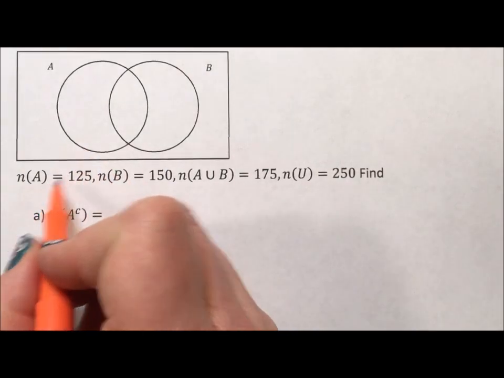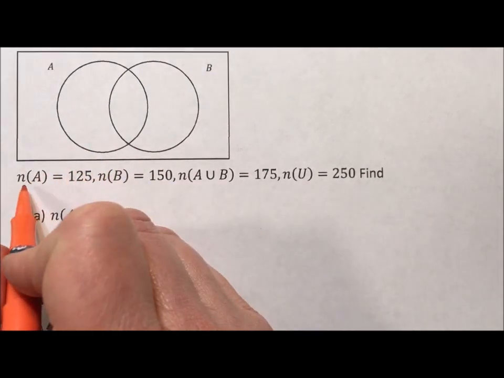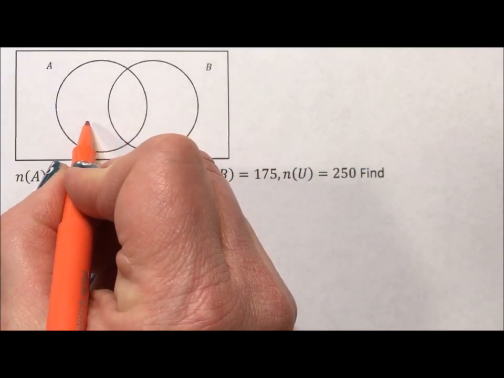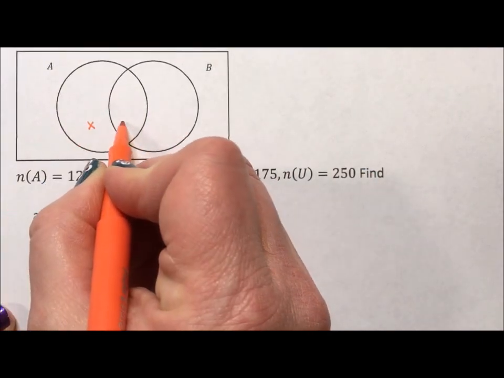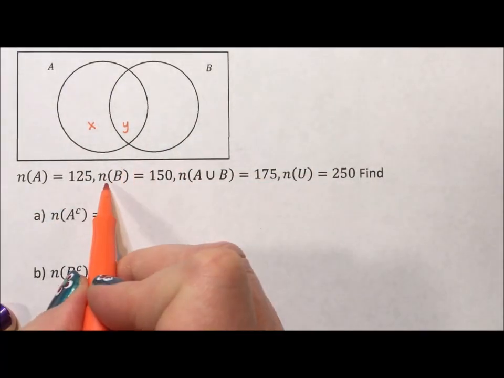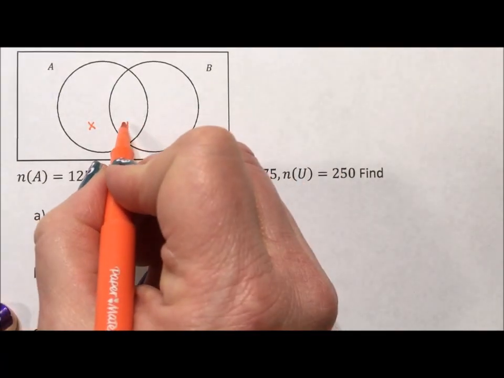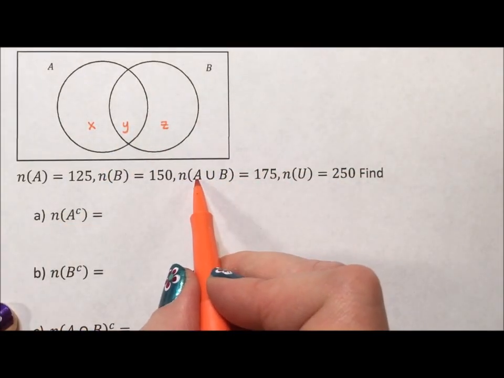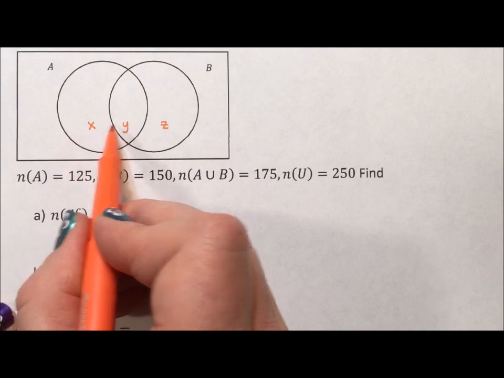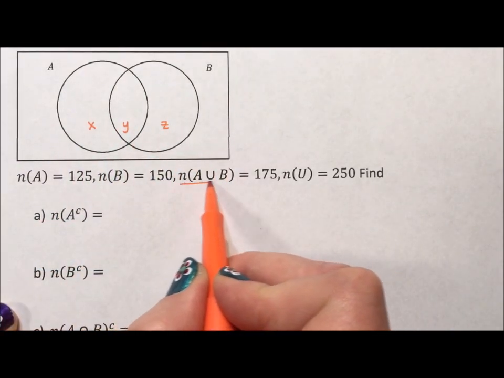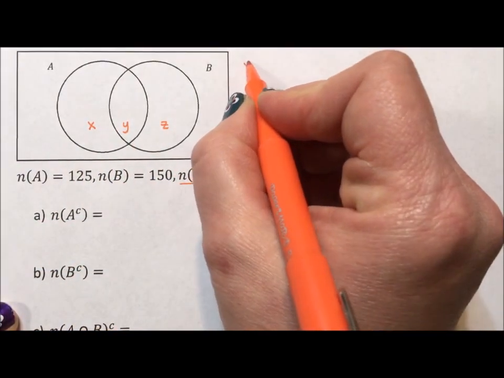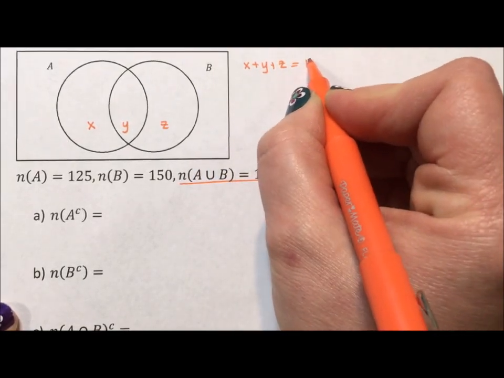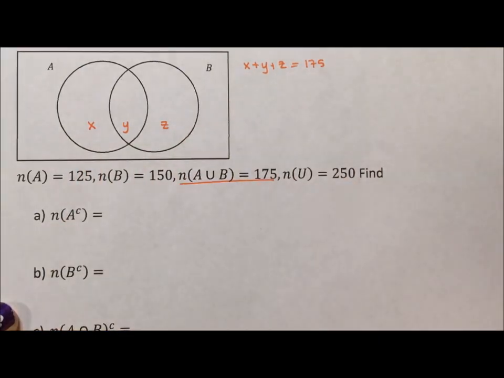Now the problem with just filling in numbers is it says the number of elements in A is 125, but A is comprised of this piece of the puzzle and this piece of the puzzle. The number in B is 150. Well, that's made up of this piece and this piece. There's an overlap there. And the union is made up of all three of them. So this is a really nice place to start because we know that x plus y plus z is going to equal 175. That's all three pieces put together.